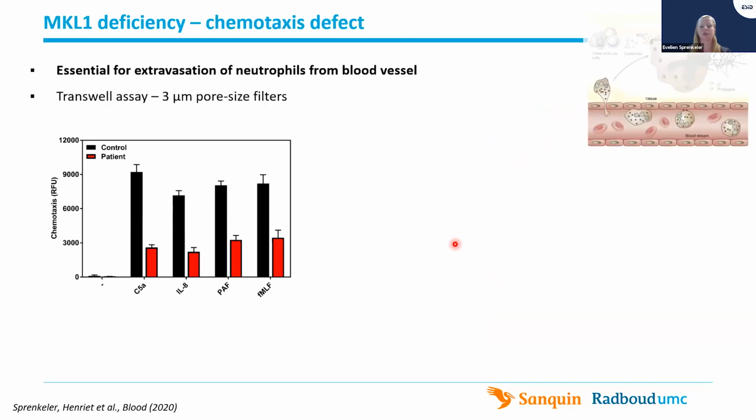Because the actin polymerization is not working correctly, we also wanted to look at the chemotactic response, and you can do this via transwell assay. Chemotaxis is the directed movement of neutrophils towards the site of infection, and it's essential for the extravasation of neutrophils from the blood vessel. In this assay, neutrophils need to transmigrate through 3 micron pore size filters, going towards several chemoattractant factors. And as can clearly be seen, in the patient condition they are lagging behind.